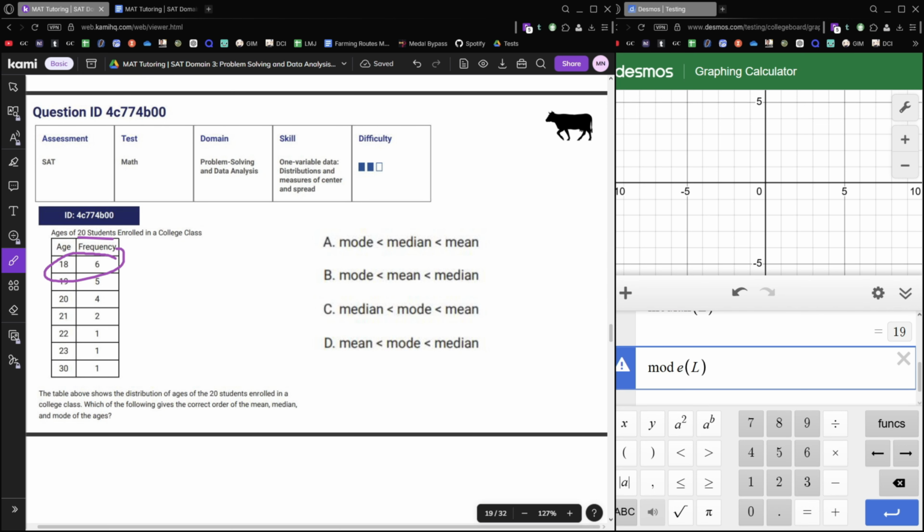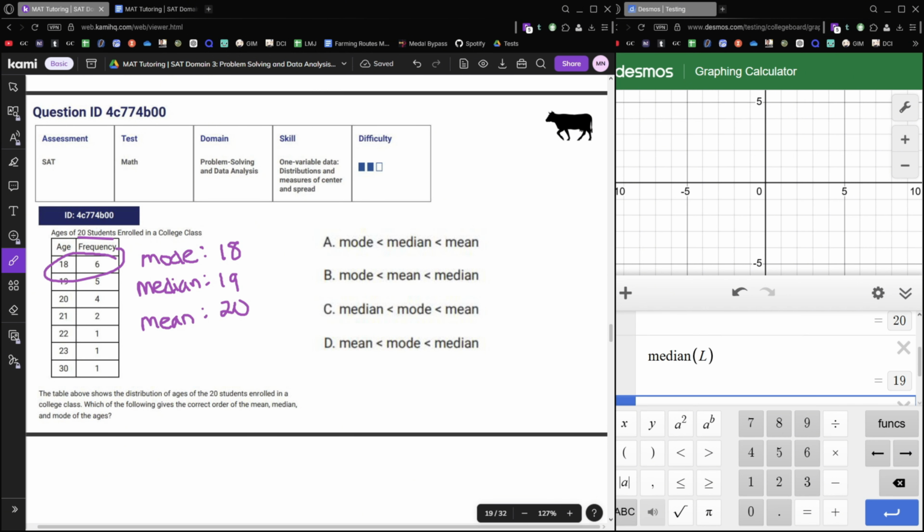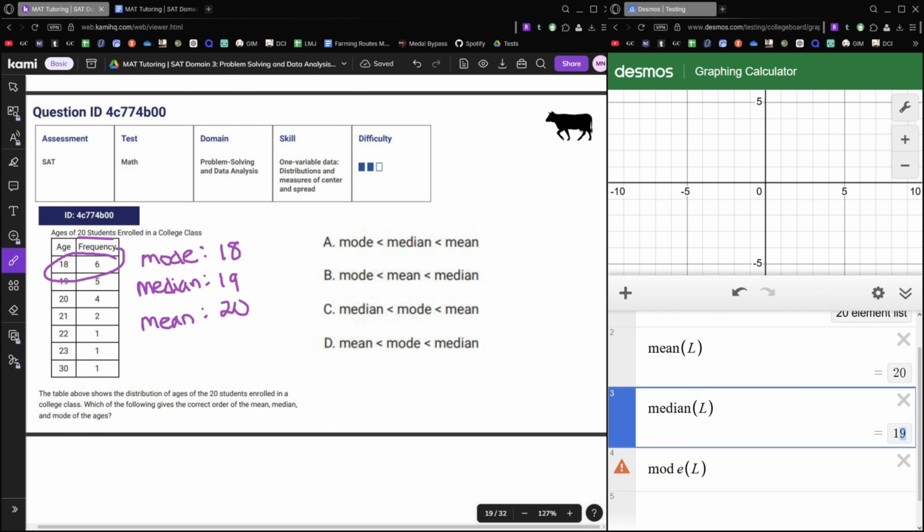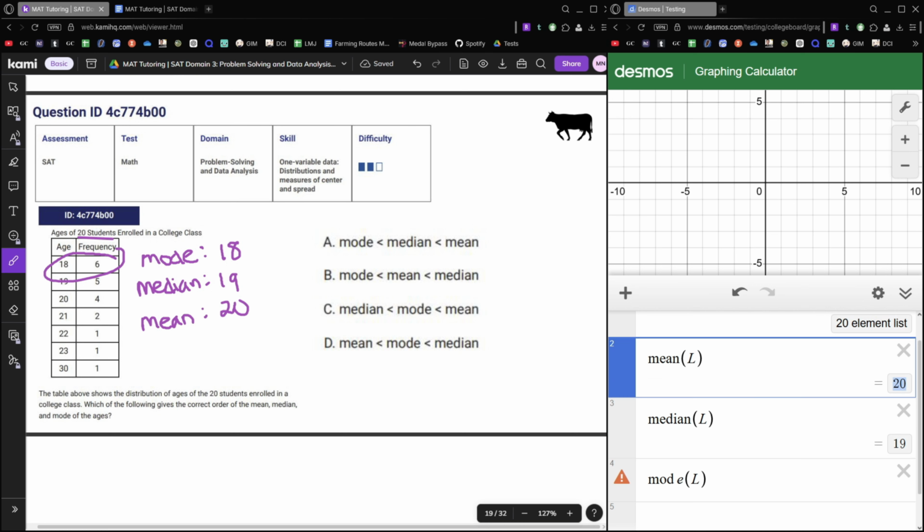Let me quickly write all that down. So this is the value of the 3 different stats we got. The mode is 18 because it has the biggest frequency. The median is 19 because Desmos said so. And the mean is 20 because Desmos also said so. Now if we go from least to greatest, that means our answer will be A.